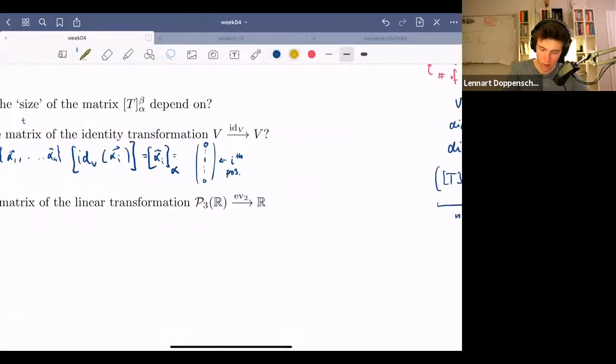So from this, as I just explained, we'll get that ID V from alpha to alpha is just this matrix.